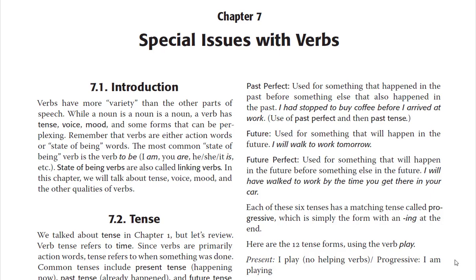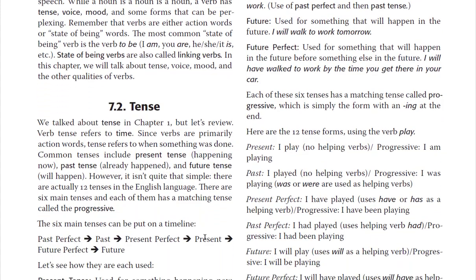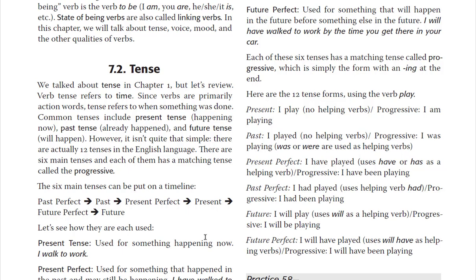I am, you are, he is, she is. State of being verbs are also called linking verbs. In this chapter, we will talk about tense, voice, mood, and other qualities of verbs. In Chapter 1, we talked about verb tenses. Verb tenses refer to time.